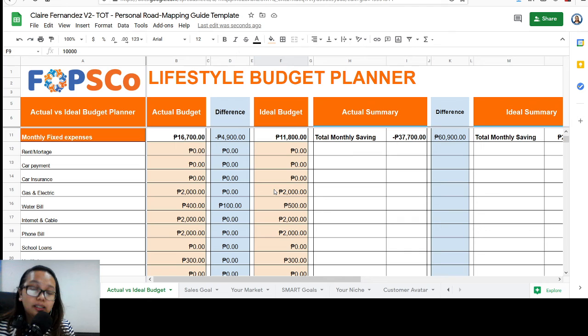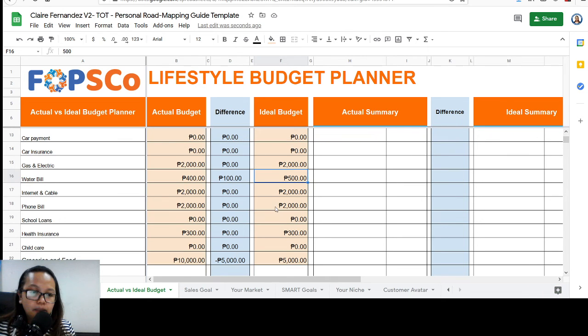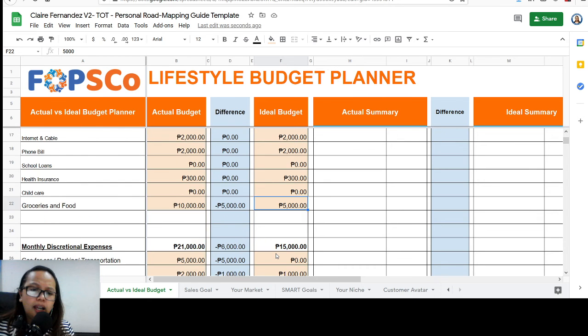For our monthly fixed expenses, still we don't pay rent, we don't have car payment or car insurance. Then we have gas and water bill. We'll just add 100 pesos. Internet and cable still 2,000. Phone bill still 2,000. School loans, unless maybe later if we plan to enroll in a new career, or school loans even for your kids if you have any. Then we have health insurance. Childcare is still zero, and groceries and food. You might say, I have to save more on my groceries and food.